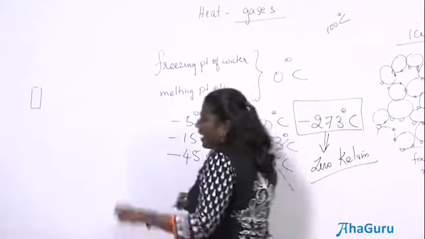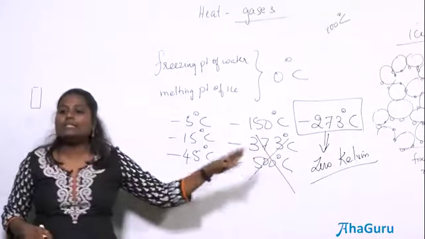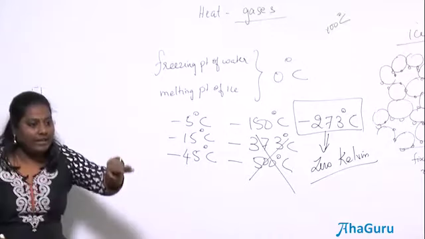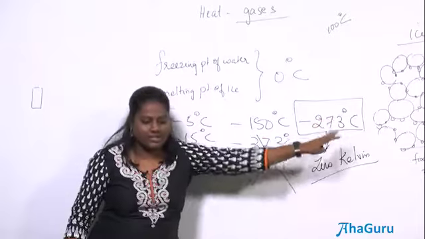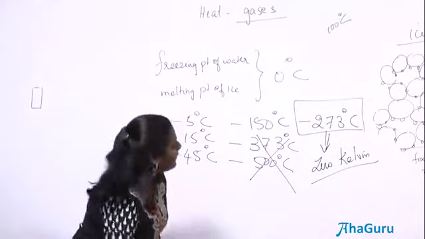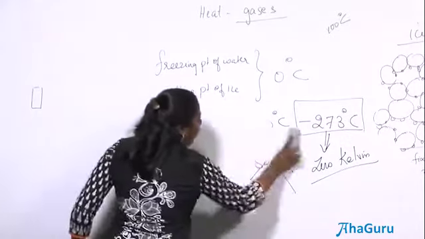So till now they have come to only this point, that is minus 200. When you are lowering the temperature, it can go only up to minus 273 degrees Celsius. So now let's draw a small graph and try to understand what happens.